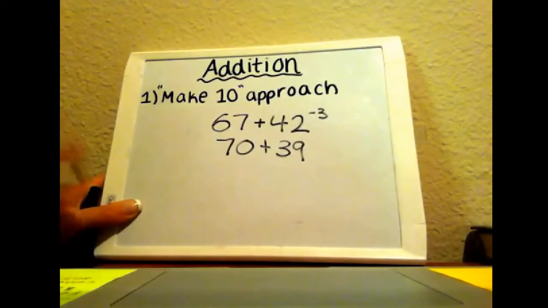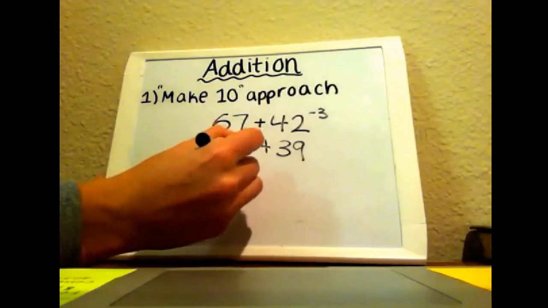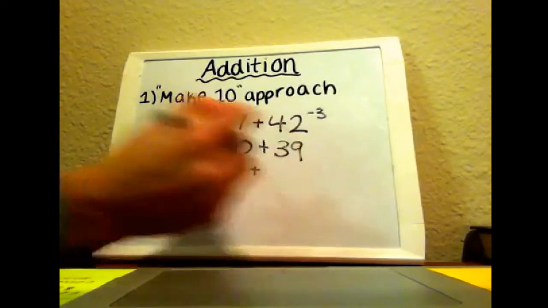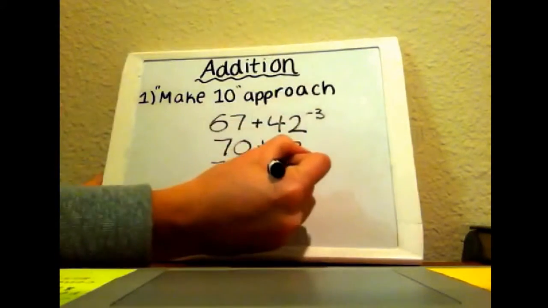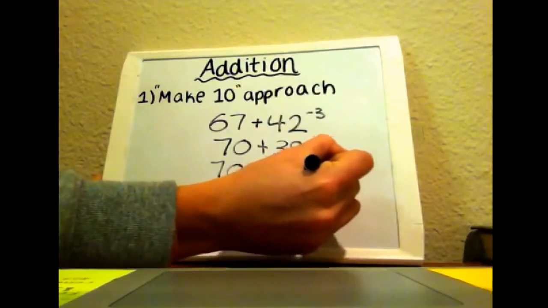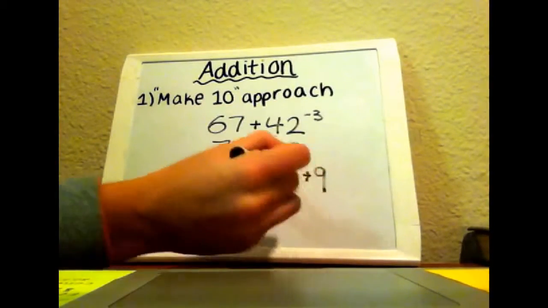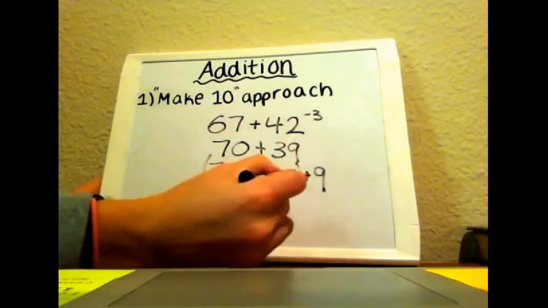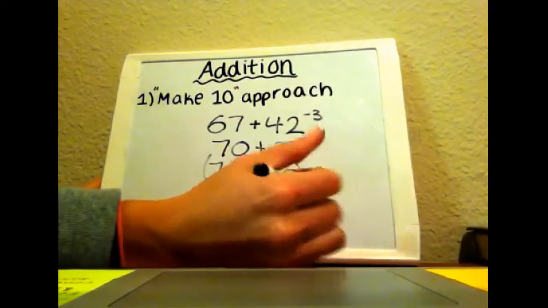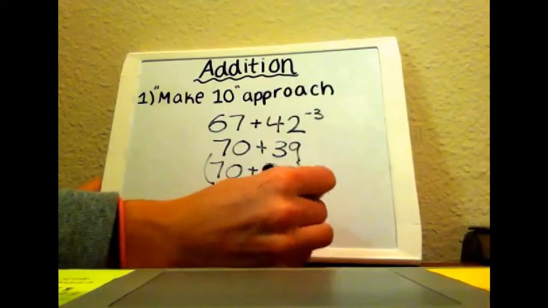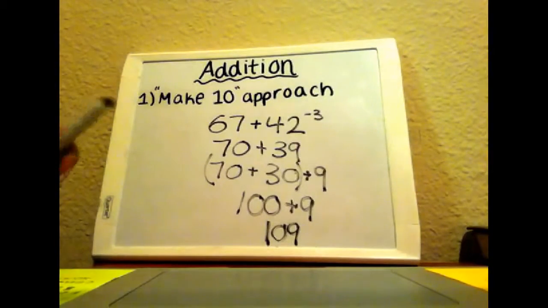And now, even if that still is a little bit complicated, we can break this down into more Make 10 approaches. We can bring down the 70, and we can break down 39 into another multiple of 10 and something smaller. So we could make it into 30 plus 9. And here we could add the 70 and the 30 first, which would give us 100. And then we can bring down the 9. And that'll give us 109 as our answer.